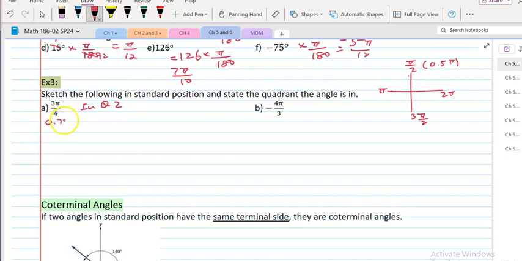So 3 over 4 pi, that's 0.75, would be in quadrant 2, right? 0.75 pi is greater than 0.5 pi, so it must be in quadrant 2. So we put it here and then draw the arrow. It's positive, right? 3 pi over 4, like that.